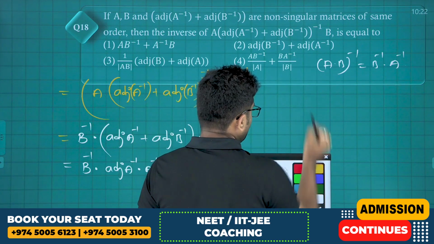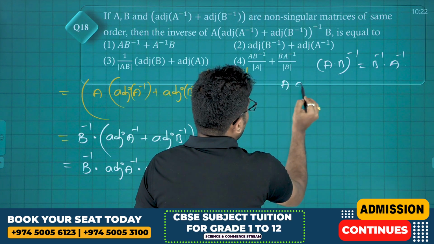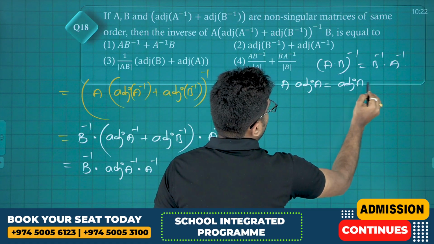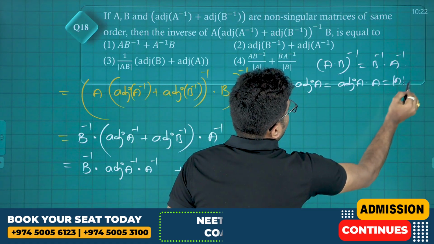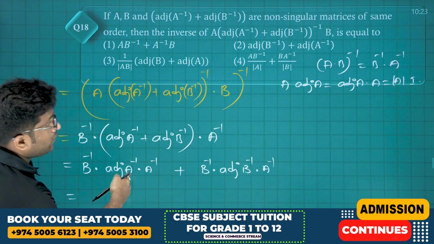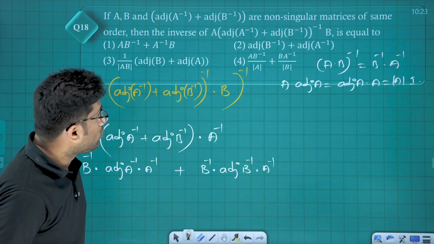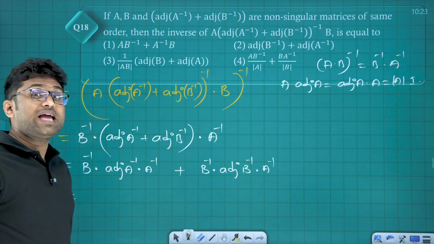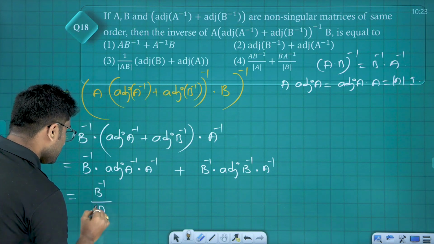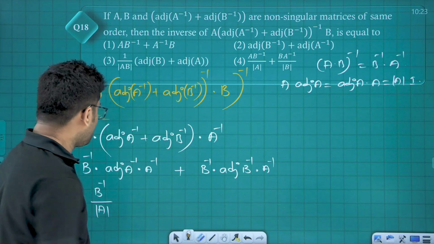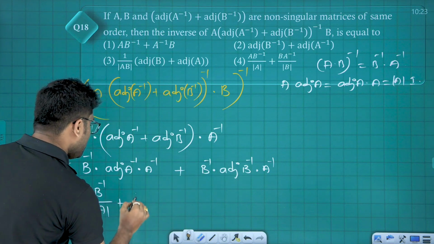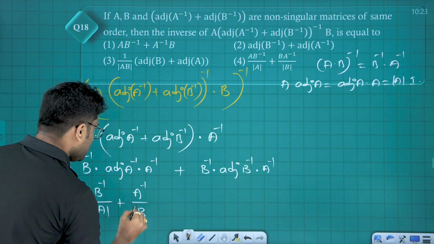We all know that A into adjoint A is equal to adjoint A into A is equal to det A into I, correct? So adjoint of A inverse into A inverse is equal to the determinant of A inverse. Determinant of A inverse is 1 by det A, plus B inverse into, that is 1 by det B, A inverse divided by det B.